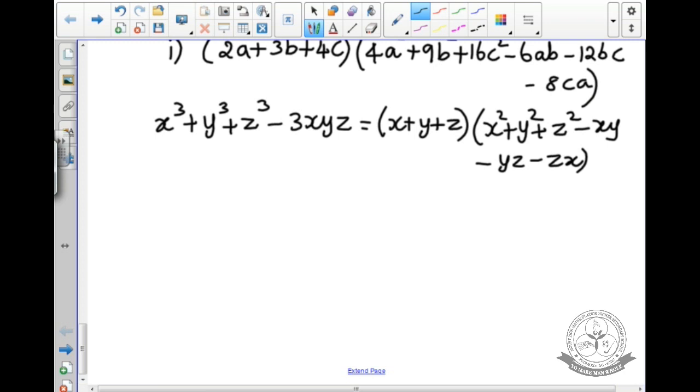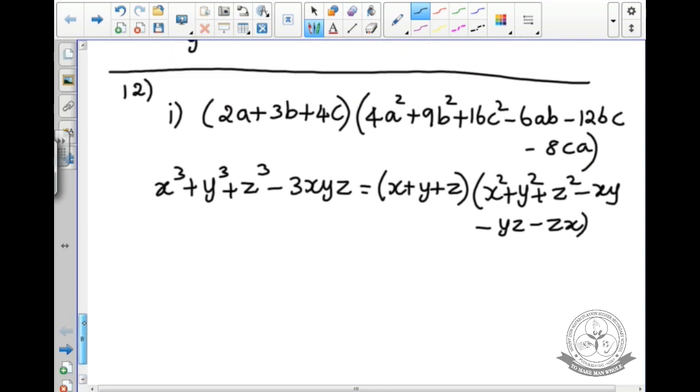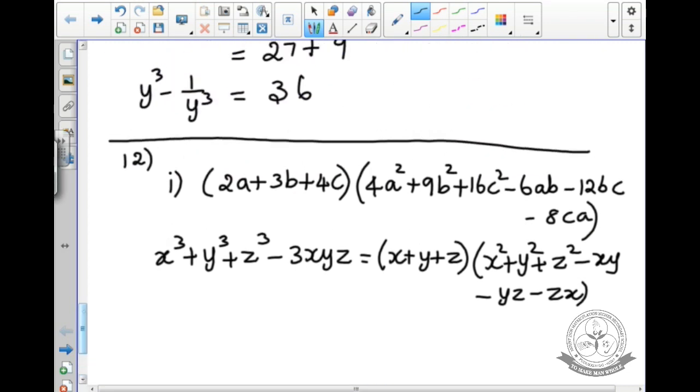Now we are going to compare this formula's right hand side. So here, what is the form? Just check. This is the form of x plus y plus z. So x is equal to 2a, y is equal to 3b and z is equal to 4c. So if you apply x square, what do you get? 2a whole square. So I can compare this.